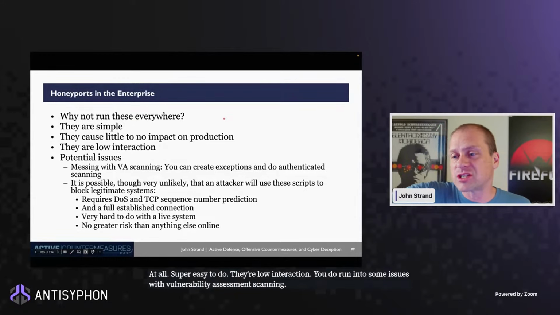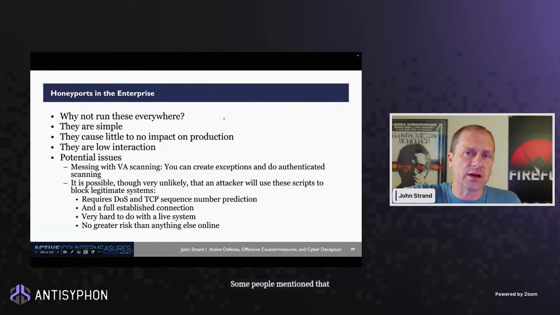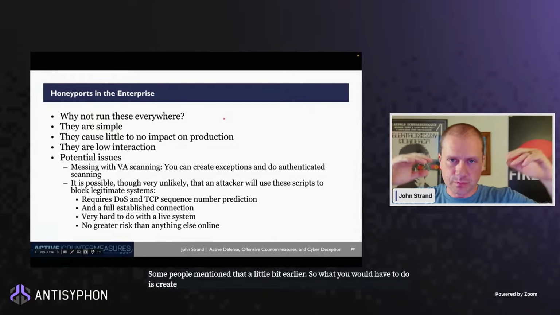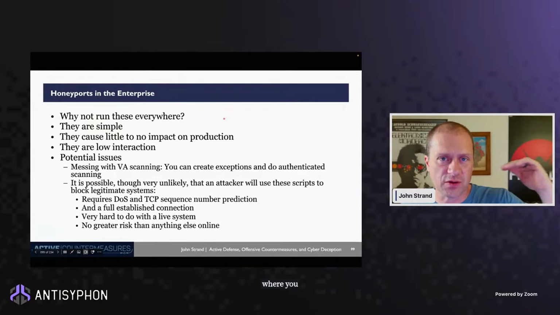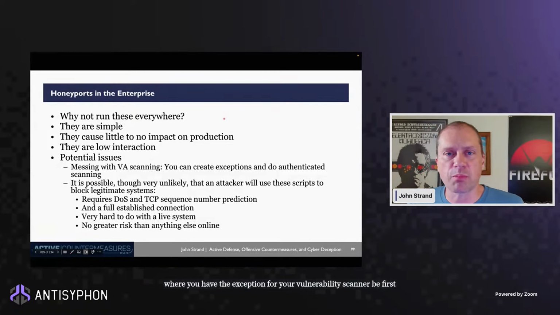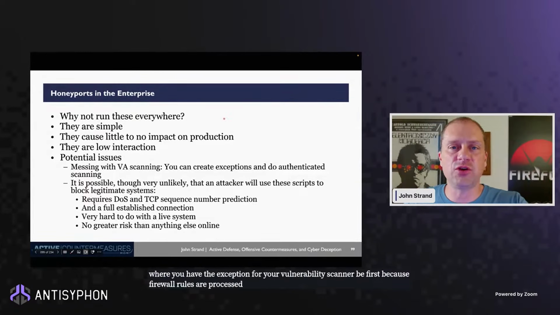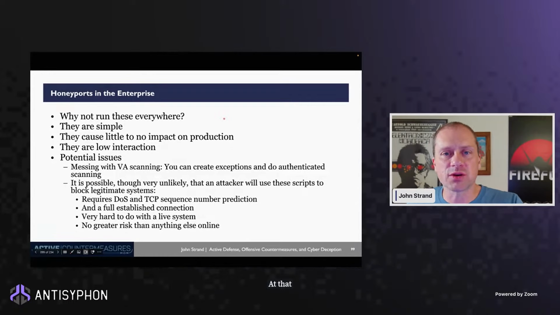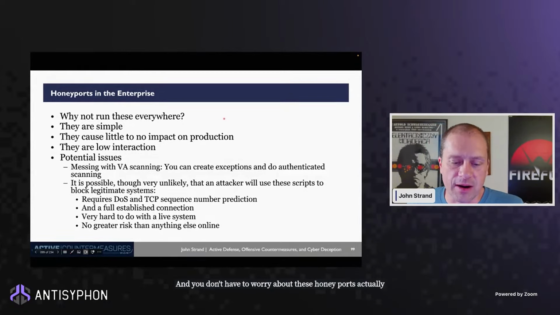Some people mentioned that a little bit earlier. So what you would have to do is create your firewall rules, where you have the exception for your vulnerability scanner first, because firewall rules are processed in order. If you create an allow exception, instead of jump drop, you jump it to allow. At that particular point, you're going to allow your vulnerability scanner in, and you don't have to worry about these honeyports actually triggering in your environment as well.